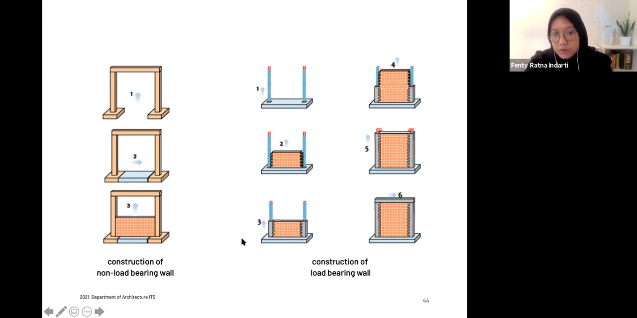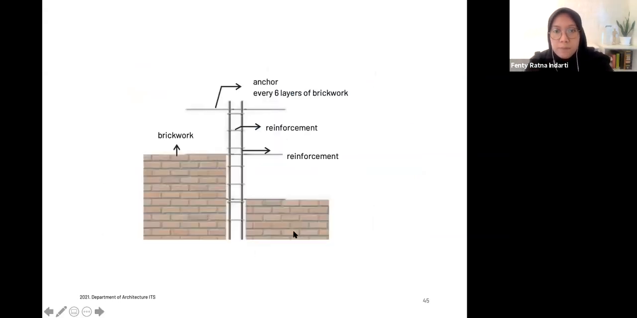Those are the differences between the non-load-bearing wall and the load-bearing wall, even though, as you can see here, they are almost the same. This one is different because the image is different, but in real life, it looks a lot similar, so you cannot distinguish it. This is what it looks like if we want to build the load-bearing wall.